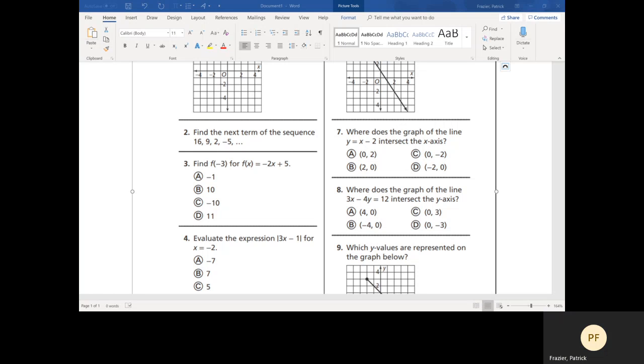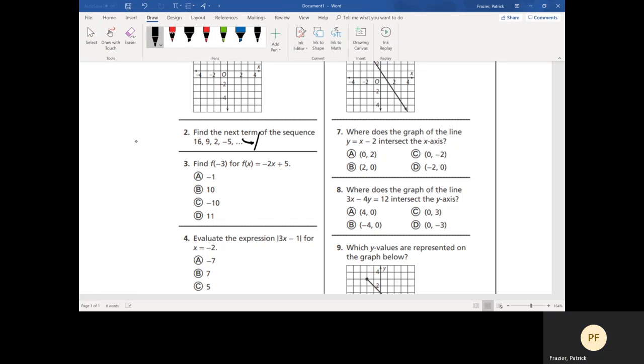And then -5 minus 7 should equal -12. Yep. So we can say with perfect acuity that the next term is -12. If I could just get my surface pen to work. -12.